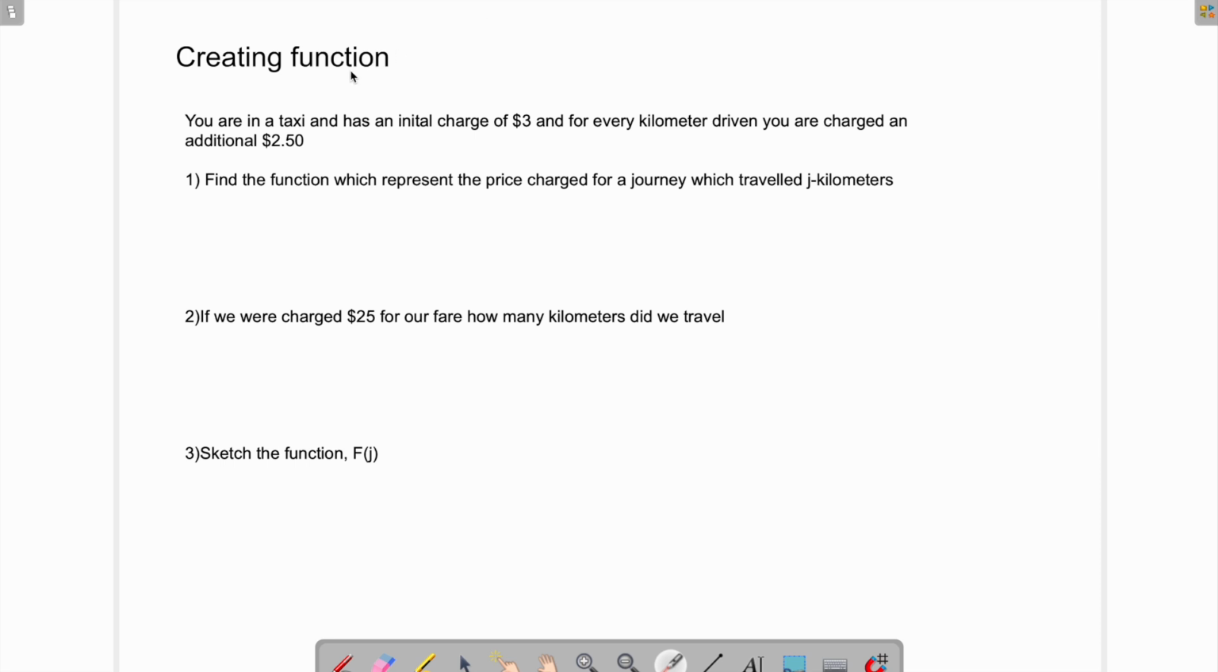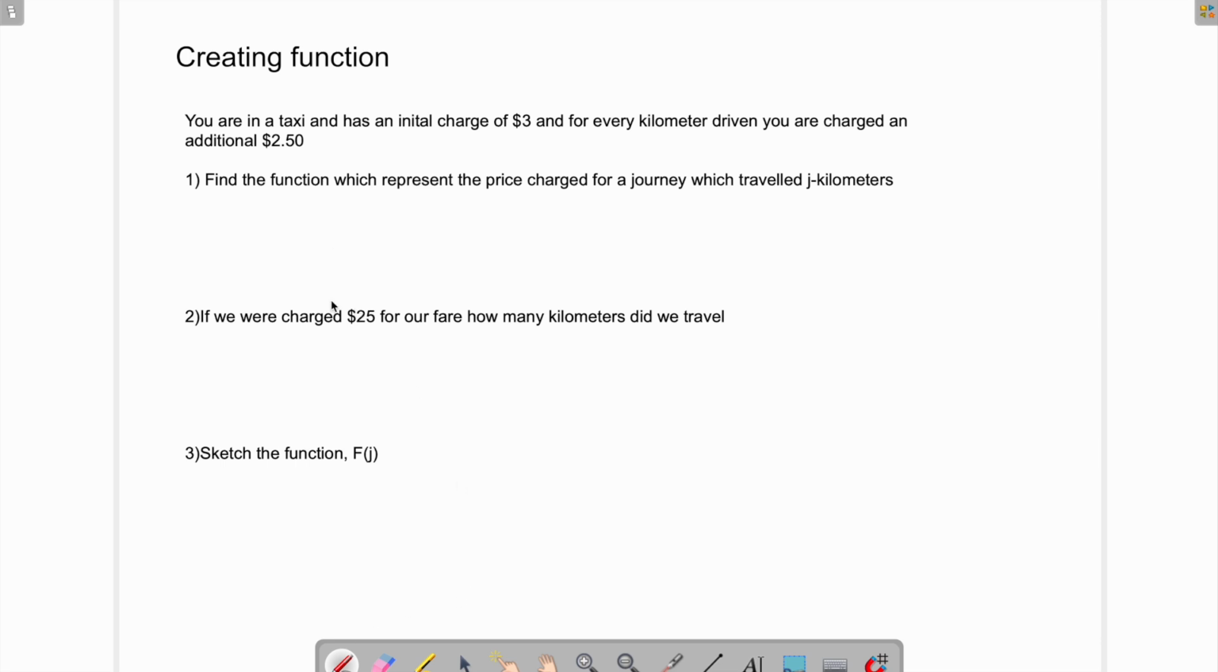Awesome. So now it's our final example. We're going to bring all of this together. So the question says we're in a taxi and the initial charge is $3. So as soon as we step in, we're charged $3. And for every kilometer driven, we are charged an additional $2.5. So first is find the function which represents the price charged for a journey which traveled j kilometers.